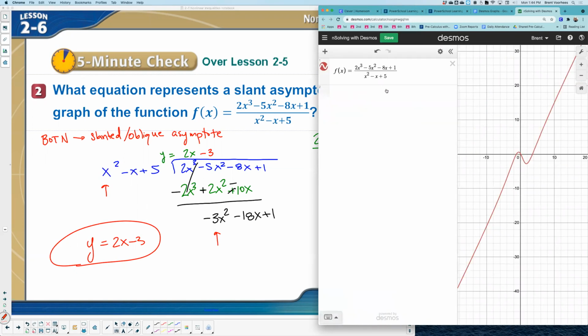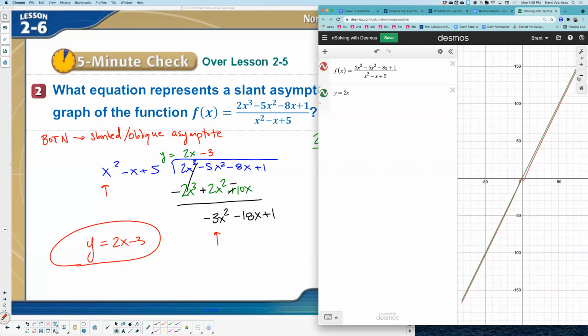Here's how you can do this without doing the algebra, by what I call the guess and check technique. Leading term divided by leading term. What is 2x cubed divided by x squared? 2x cubed divided by x squared. Okay, so with that, you could say y equals 2x.